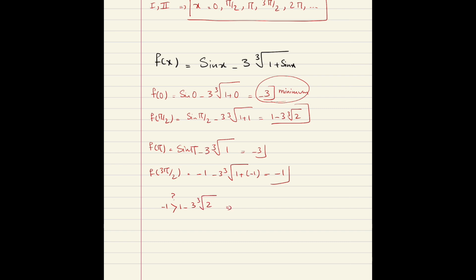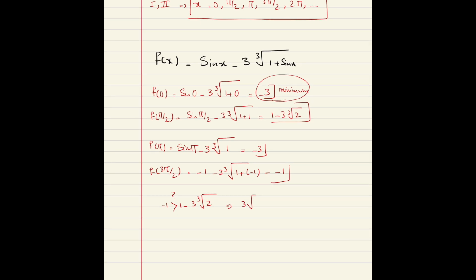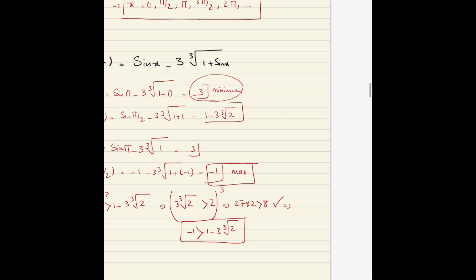So I'm just going to assume that negative 1 is greater than 1 minus 3 times the cube root of 2. So then I'm going to apply a power of 3 to both sides of the inequality. So I'm going to have 27 times 2 is greater than 8, which is correct. So it means that my assumption was correct, and negative 1 is greater than 1 minus 3 times the cube root of 2. So our maximum is negative 1 and our minimum is negative 3.